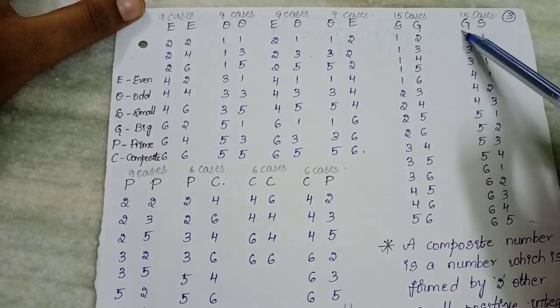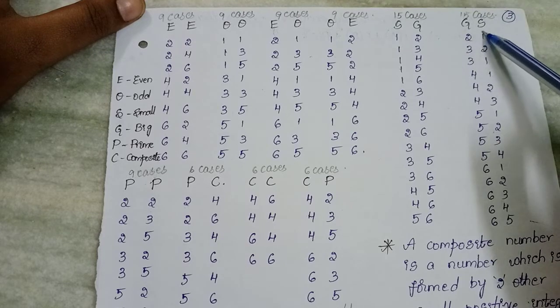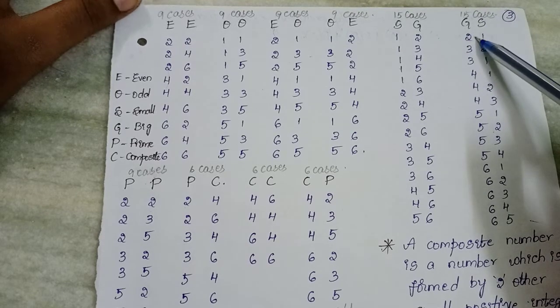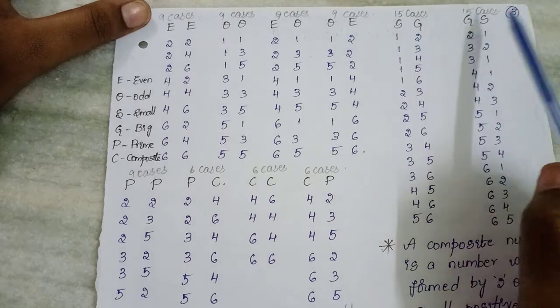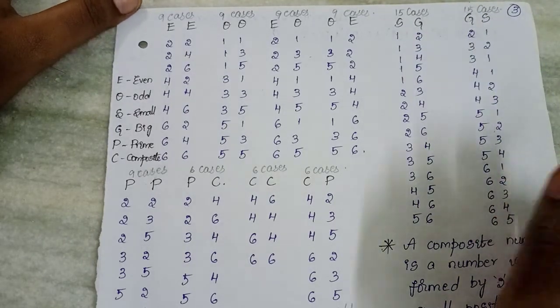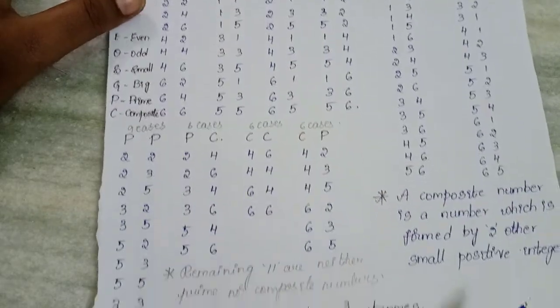If the first die outcome is the bigger one and the second die outcome is the smaller one, then it will have 15 cases also. The remaining 6 cases are equal. Remember that doublets are equal.